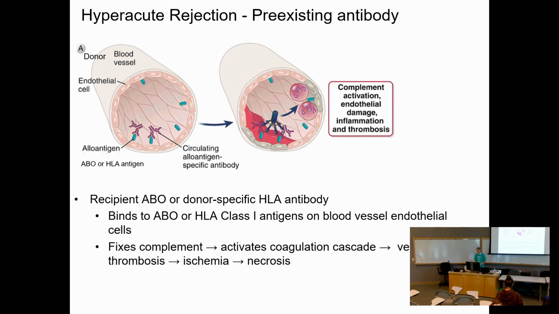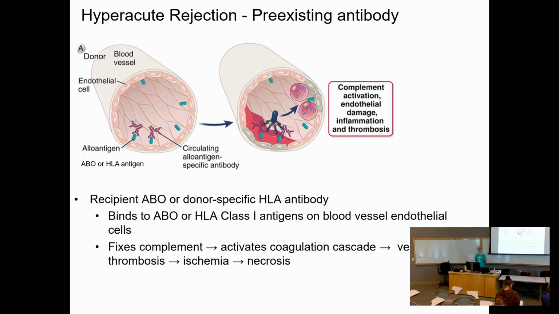So, hyperacute rejection. As I said, it's pre-existing antibody. What's going to be important is that you have ABO antigens on your endothelium. ABO antigens are not just on red blood cells, although that is very important for transfusions, because if you have ABO antibody and you get the wrong red blood cell type, you're going to get immediate rejection. It means you're going to lyse the red blood cells and release a lot of hemoglobin, which we know is toxic to the kidney tubules, and you end up with AKI and ATN.